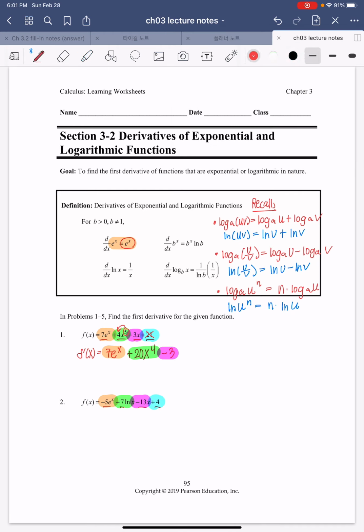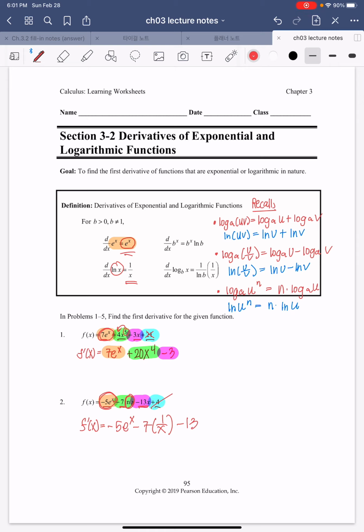Okay. Derivative of the first one. Again, similar thing. You have e to the x, and then the constant is just there. So e to the x derivative is just e to the x. So I have negative 5 e to the x. Same thing. The 7 is just staying there as a constant. ln x derivative is 1 over x. Negative 13x is just negative 13. Derivative of a 4 is just a constant 0.